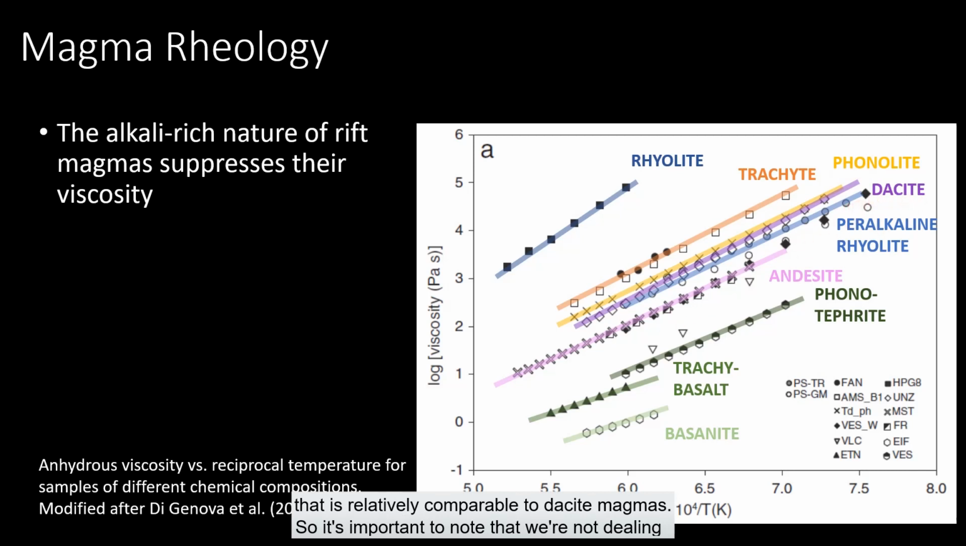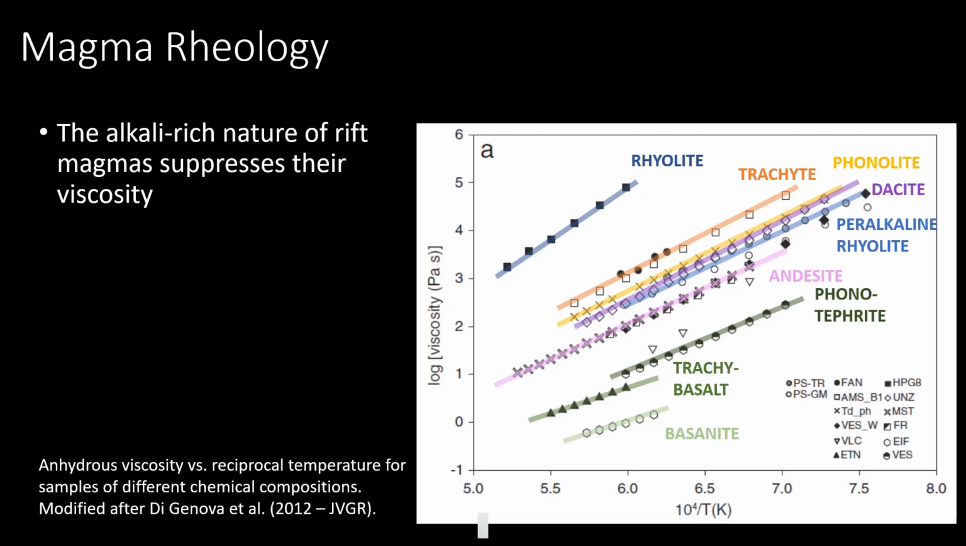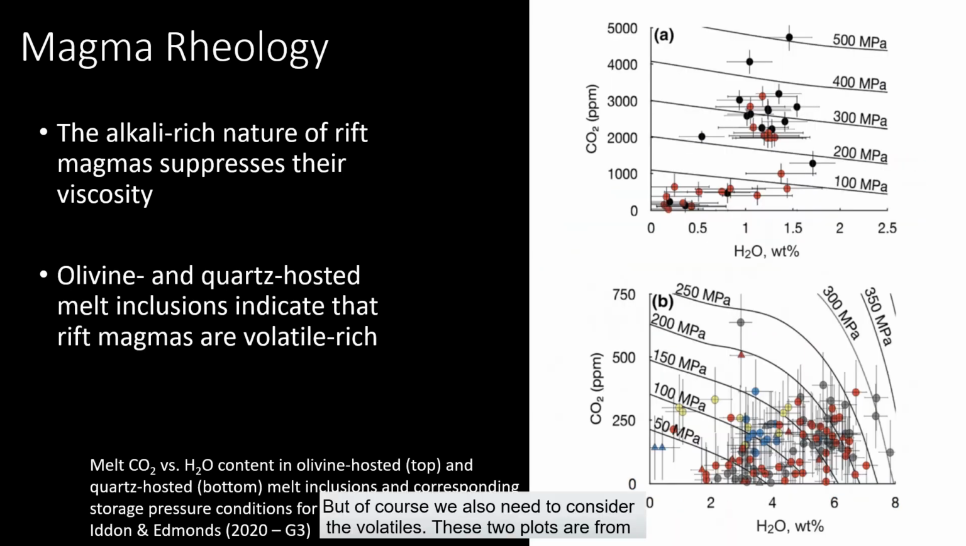So it's important to note that we're not dealing with low viscosity magmas as such, which is sometimes mentioned in the literature, but definitely lower compared to what we might expect if we were to consider primarily silica content. But of course, we also need to consider the volatiles. These two plots are from a recent paper by Fiona Iddon and Marie Edmonds, in which they analyzed the melt inclusions in olivine, plot on the top, and quartz at the bottom for several main Ethiopian rift volcanoes.